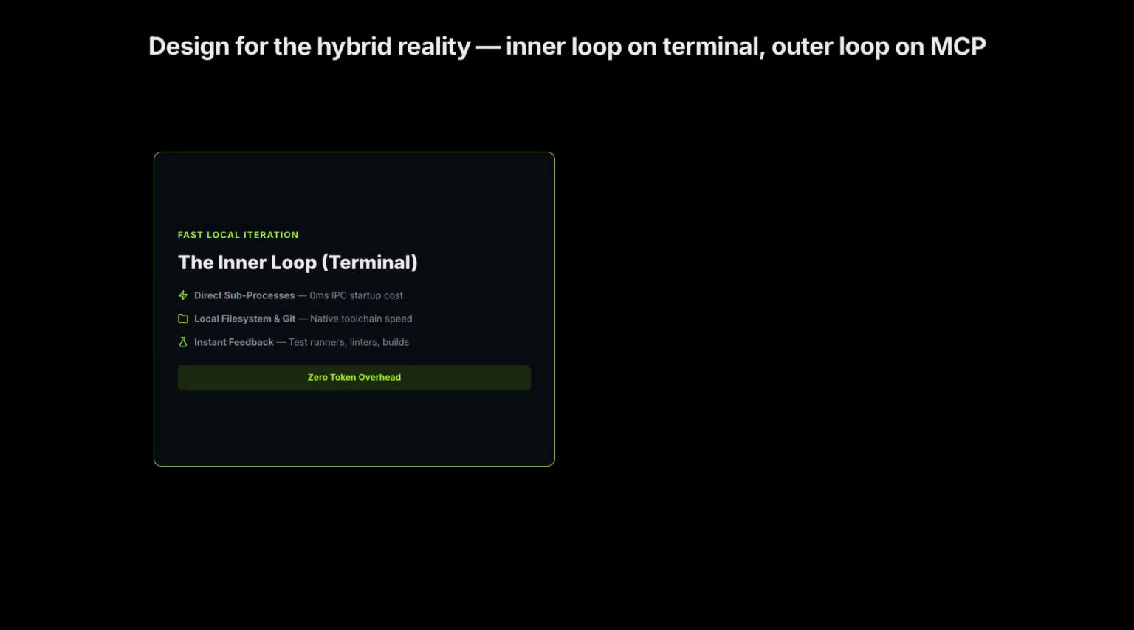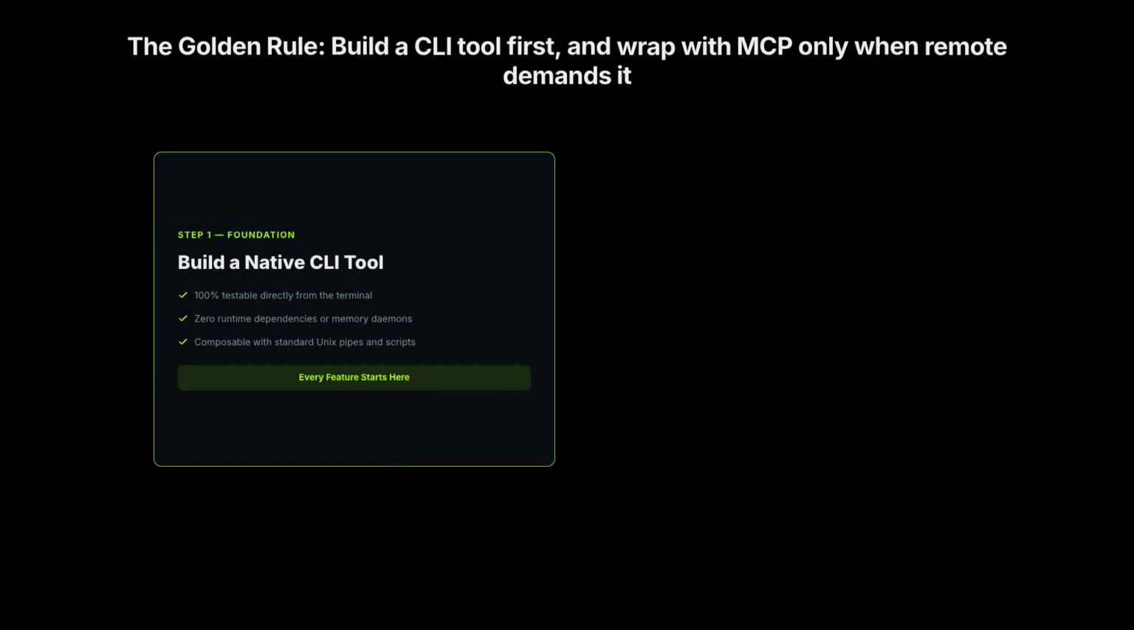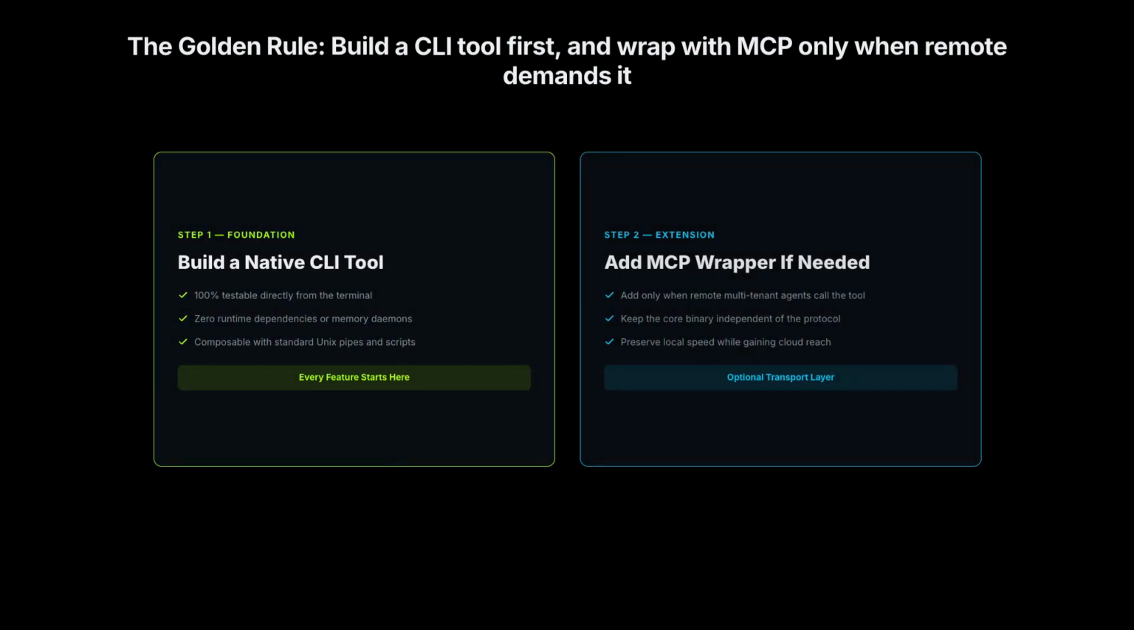Step 4 is to design for the hybrid future. This is the mental model that matters most. Split your world into 2 loops. The inner loop is local, single user, and high frequency. That uses the command line plus your harness with minimal schema tags. The outer loop is remote, multi-user, and compliance heavy. That loop uses MCP and APIs with proper governance and audit.